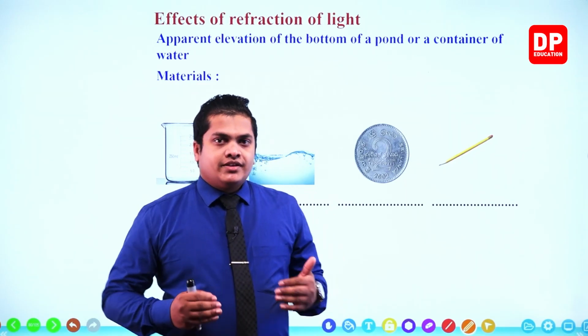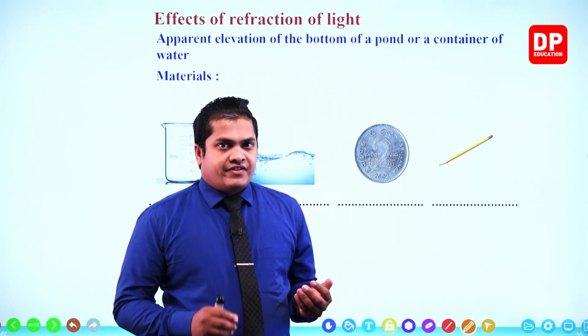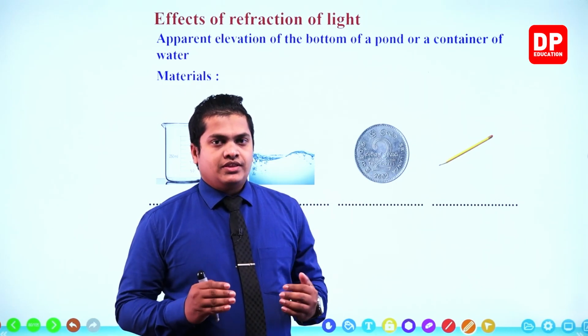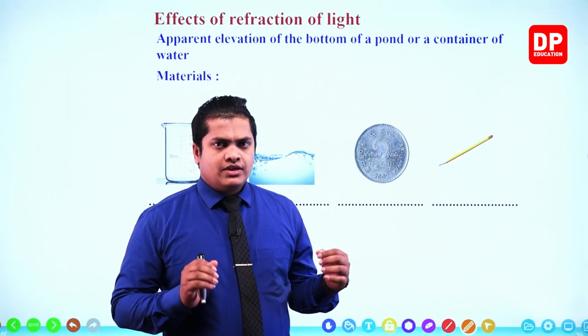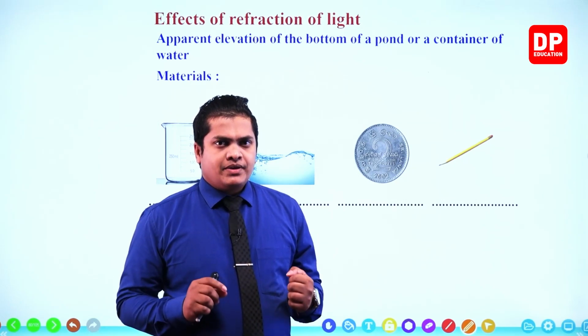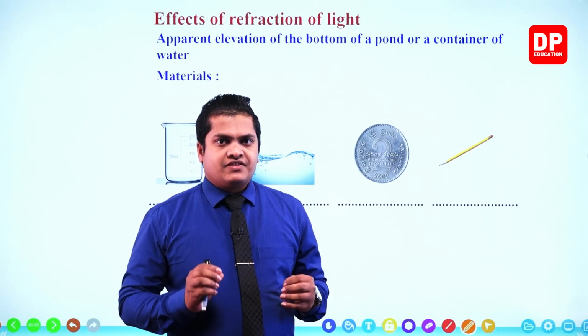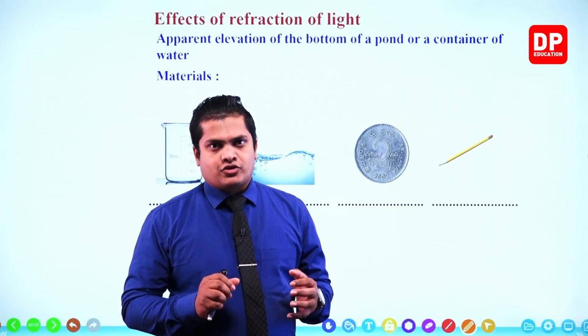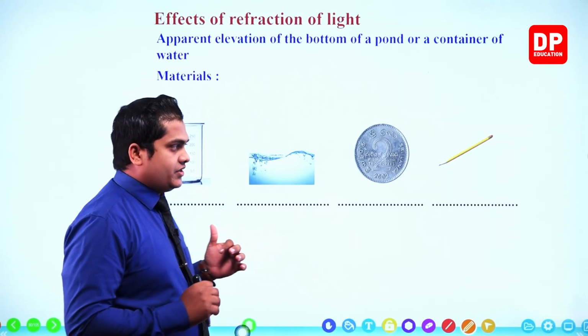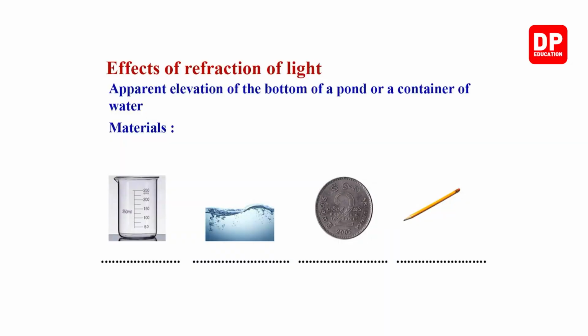So my dear children, in the earlier chapter, we discussed the refraction of light. Now within this chapter, we'll be discussing several effects created because of the refraction of light. First of all, to identify the first and foremost effect of refraction, you are given an experiment over here. Within this activity, we'll be investigating the apparent elevation of the bottom of a pond or a container of water.